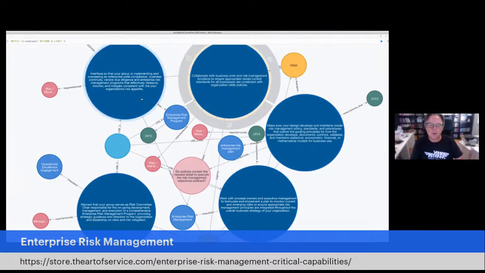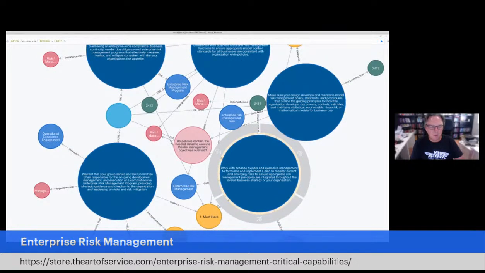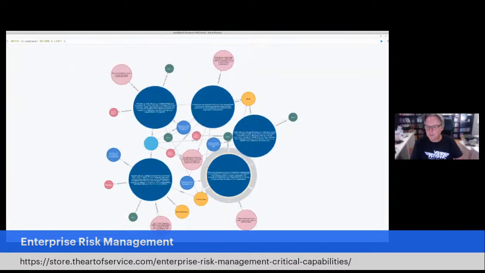So there's a lot of actuary going on here as well, a lot of policy development in enterprise risk management. And these are all related to the must-haves. So these are the 5 with the top highest priorities in enterprise risk management. So it tells a story of what you should be focusing on right now to start with.